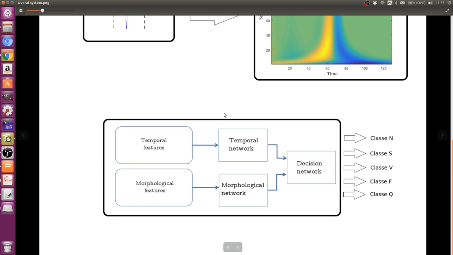Both features are used as input in a system of networks in which the temporal network is an MLP neural network and receives temporal features. The morphological network is a convolutional neural network which receives as input the morphological features. And finally, the decision network is another MLP which receives both temporal and morphological outputs and assigns confidence to one of the 5 arrhythmia classes: normal class, supraventricular class, ventricular class, fusion class, and unknown class.